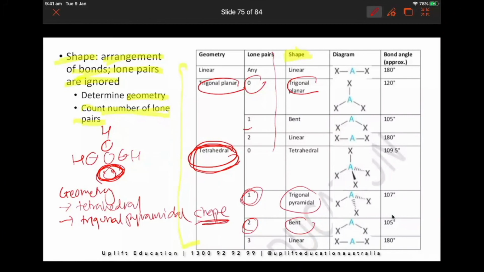So most of the times, shape is the thing that a question asks about. So geometry is not that important. Geometry is mainly just used to actually find shape. Shape is the one which is really important. And the reason for that we'll go into in a bit is that shape allows us to actually determine polarity of molecules and so on.